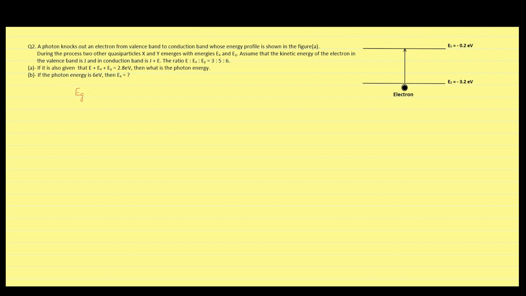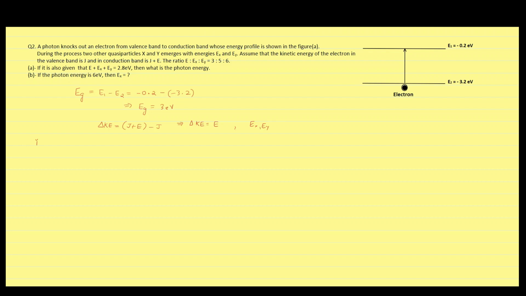We know that energy band gap is equal to E1 minus E2, and from the graph we can calculate it, and we will find the band gap to be equal to 3 electron volt. Also, change in kinetic energy of the electron from conduction band to valence band can be found as J plus E minus J. Therefore, change in kinetic energy is equal to E. It is also provided the energy of quasi-particles is equal to Ex and Ey.